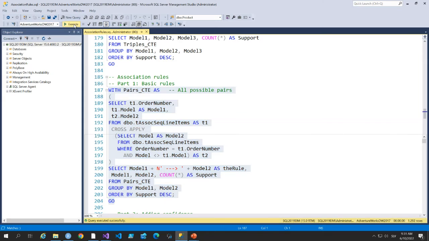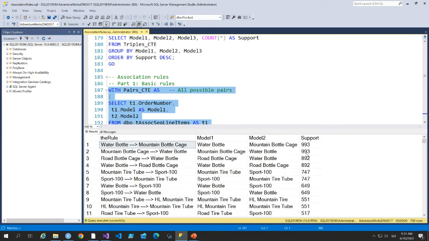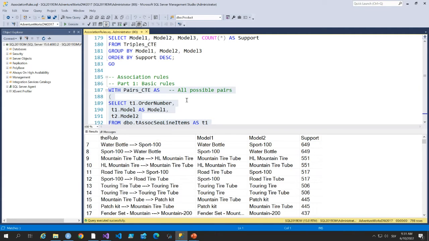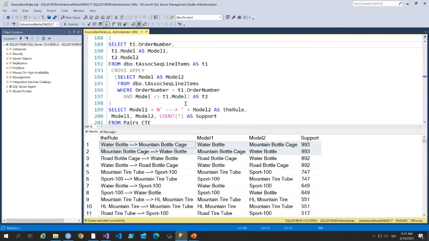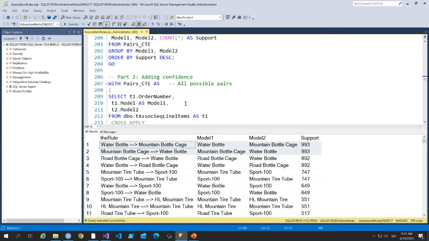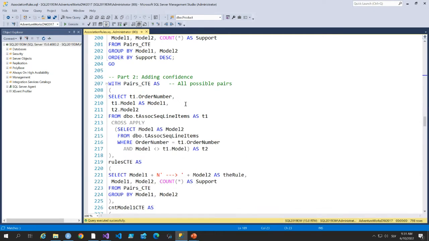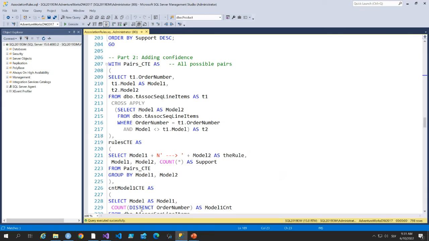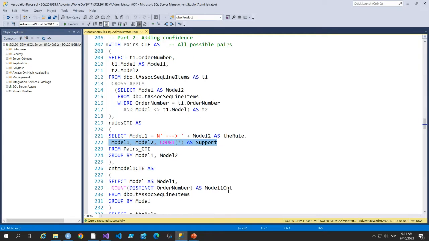I'm still expressing item sets only, so we have two rows for the combination water bottle, mountain bottle cage, and mountain bottle cage, water bottle. Of course, the support is the same for both rows. Now let me add the rules. Besides the support for the combination, I also need the support for the condition. Condition is simply the count of a single item. So I have to calculate the support for the condition.